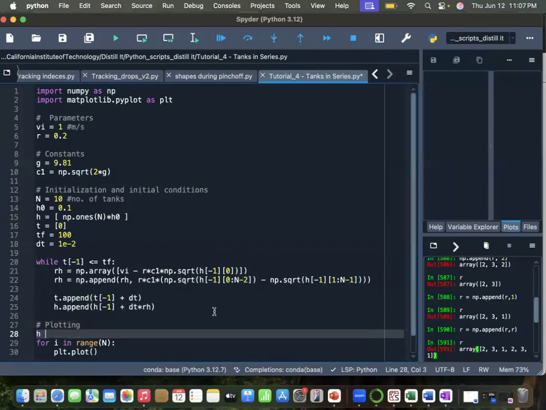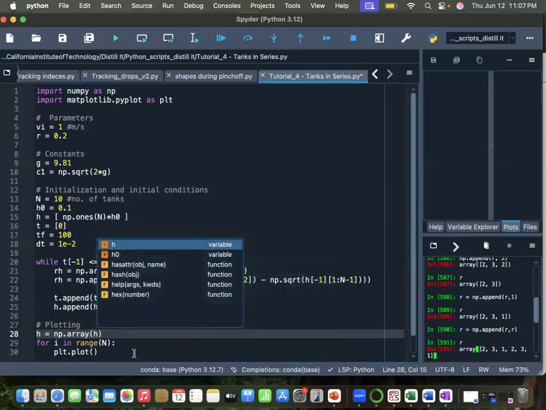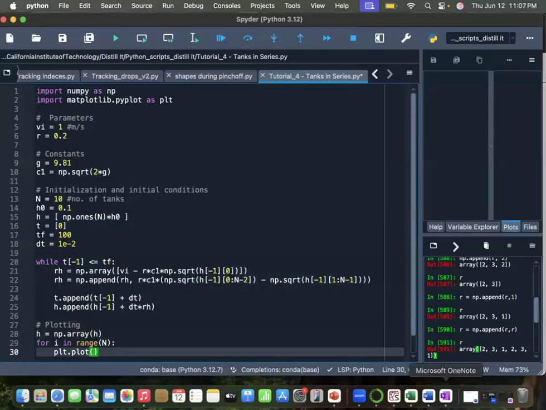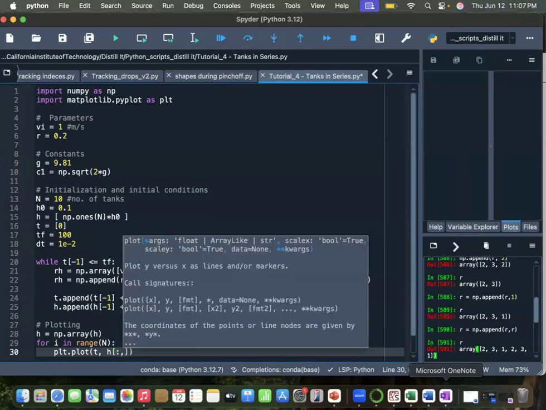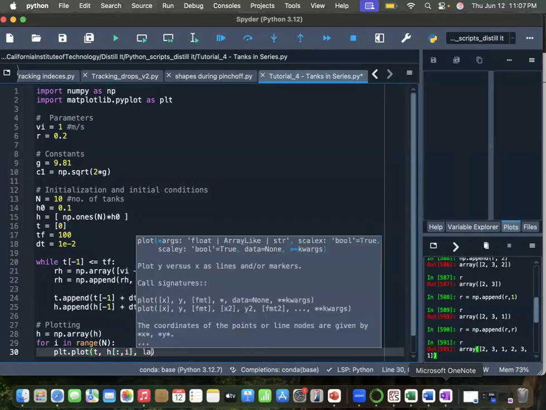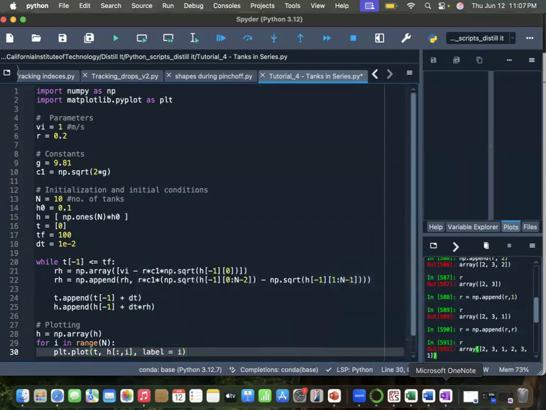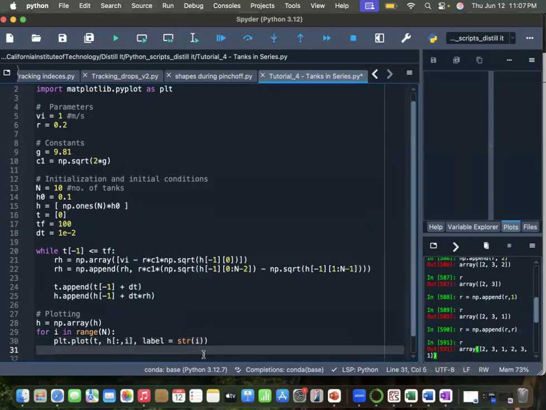So first let's make the height a numpy array, so that accessing columns becomes a lot easier. And now we are going to just access all the columns. So it's going to be h, all rows, comma, the ith column, right? That's going to be the case. And once again, label equals i, which is the tank, so you could maybe store it as a string. So this is the tank number, and that's it.